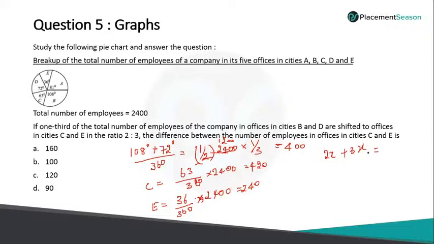So rather than telling that, I have just written here 2x plus 3x is 400. So x will be 80. So 1x is 80, 2x should be 160. So 160 employees are sent to C, which has 420, so 160 plus 420 should be 580. And what is 3x then? It should be 240. 240 plus 240 should be 480. The difference should be 100. The difference between the employees in the cities C and E, right? Then the option should be 100, right? Next question.